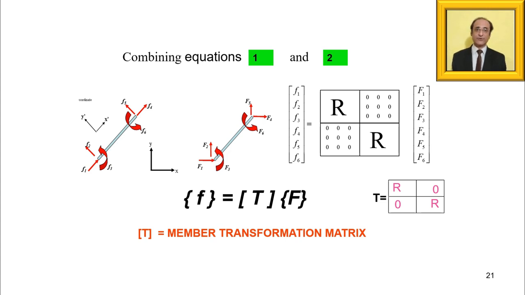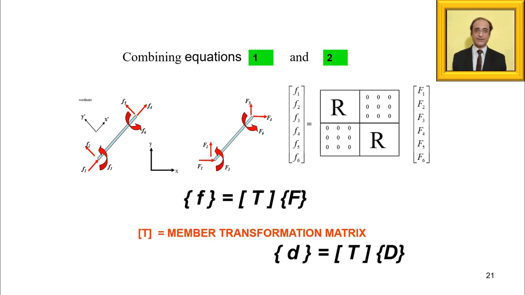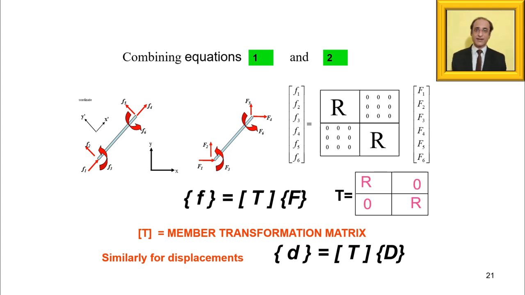So R is for a particular joint and T is for the whole member, 6 by 6. So we will be dealing with 6 by 6 matrices to enable all computations. Now the same transformation we can apply to displacements also, because our formulations are general. We have now differentiated between forces and displacements. The V vector could be force, it could be displacement. Right? So we can write this.